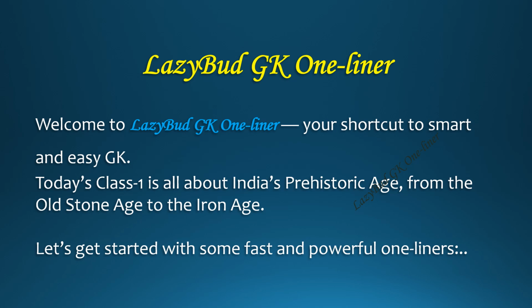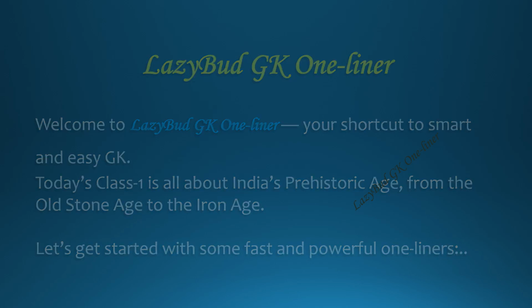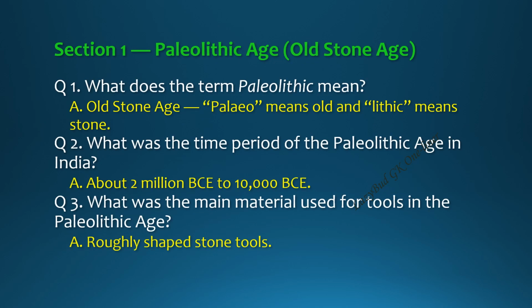Today's Class 1 is all about India's prehistoric age, from the Old Stone Age to the Iron Age. Let's get started with some fast and powerful one-liners. Section 1, Paleolithic Age, Old Stone Age.